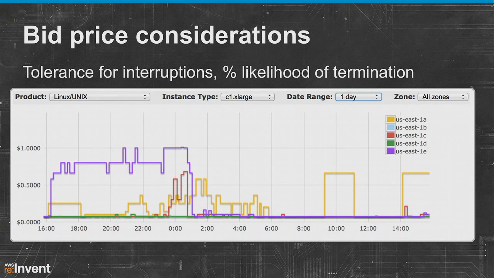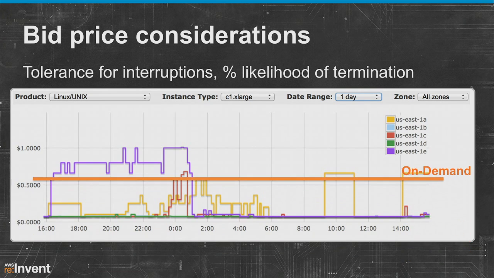All right, so what are the bid price considerations? For those of you that can see very well, you'll notice that I have a date range of 1 day. You don't want to be doing an analysis based on 1 day's worth of data. The reason I'm showing you a day is so that you can actually see some detail on the graph and it looks nice. So do not take this as the way to do your analysis. This is just for demonstration purposes.